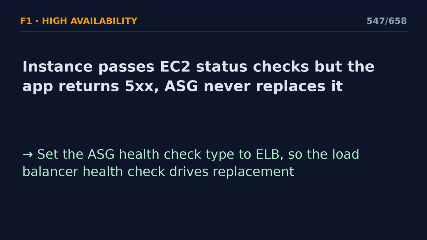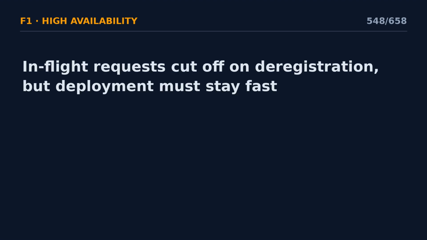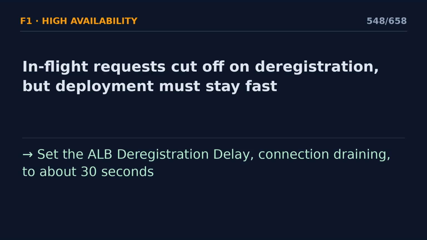Answer: Set the Auto Scaling group health check type to ELB, so the load balancer health check drives replacement. In-flight requests cut off on deregistration, but deployment must stay fast. Answer: Set the ELB deregistration delay, connection draining, to about 30 seconds.